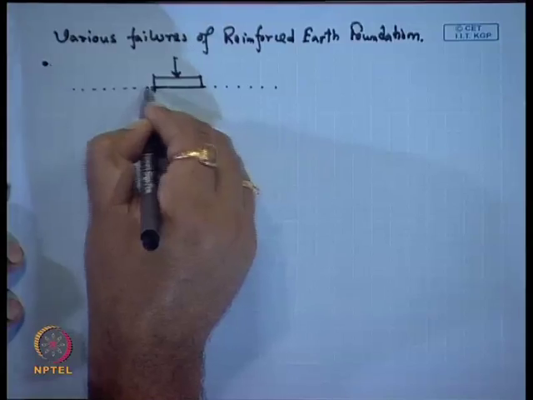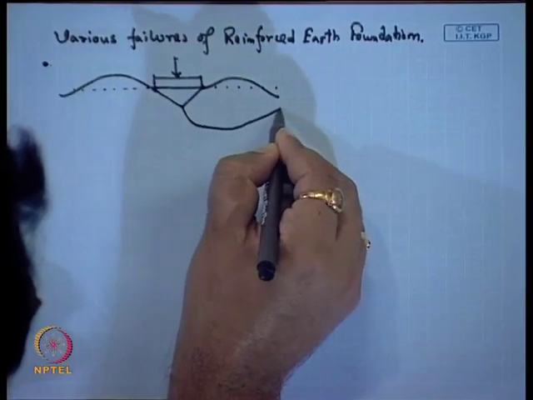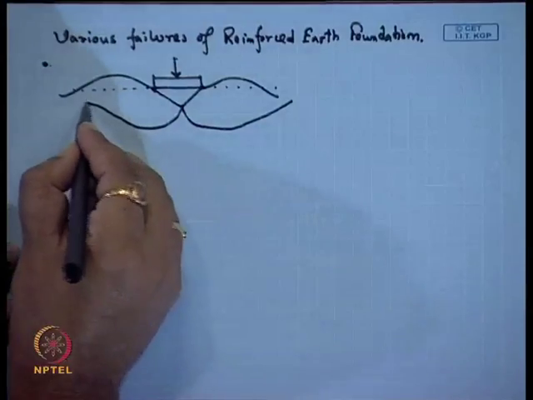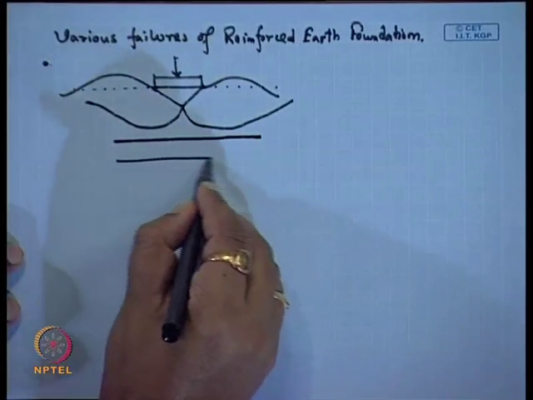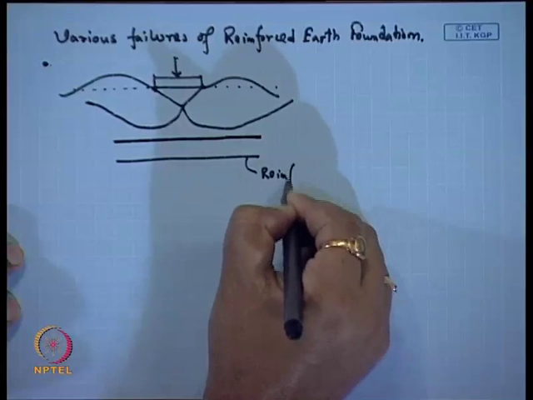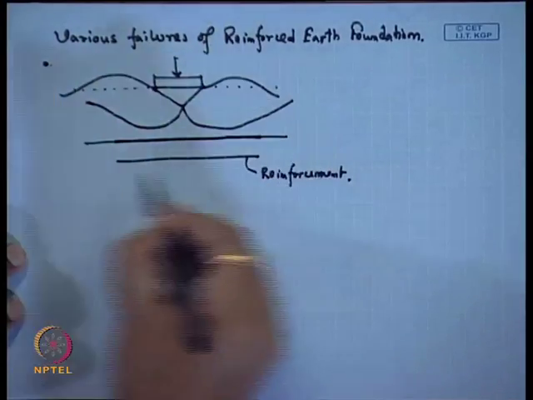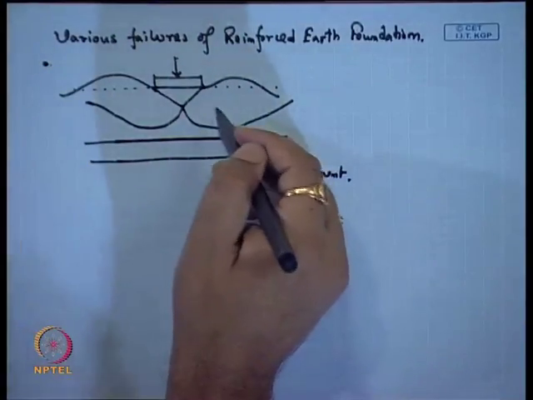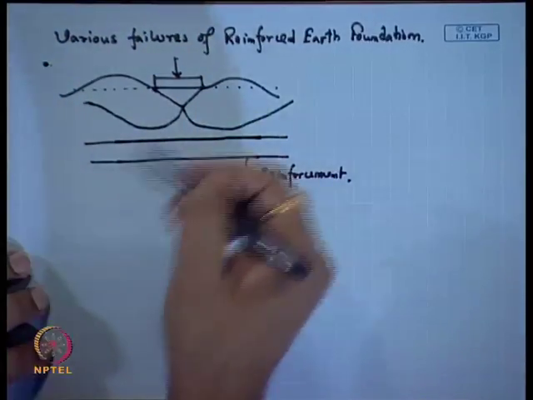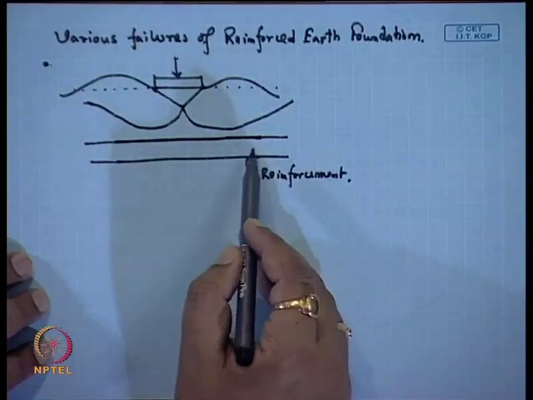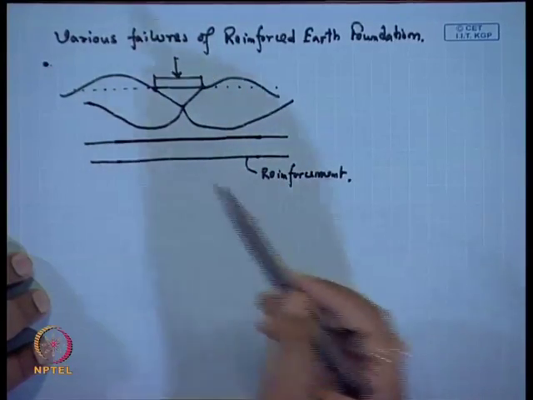So what will happen is that it will deform in this form, and then this is the failure surface, and this is the failure surface. Now, if the reinforcement is placed below this failure surface, then this soil will act as unreinforced soil, because most of the failure has occurred above the reinforced soil. That means the effect of reinforcement will not come into this foundation, so this material will be wasted. So that will be one type of failure.